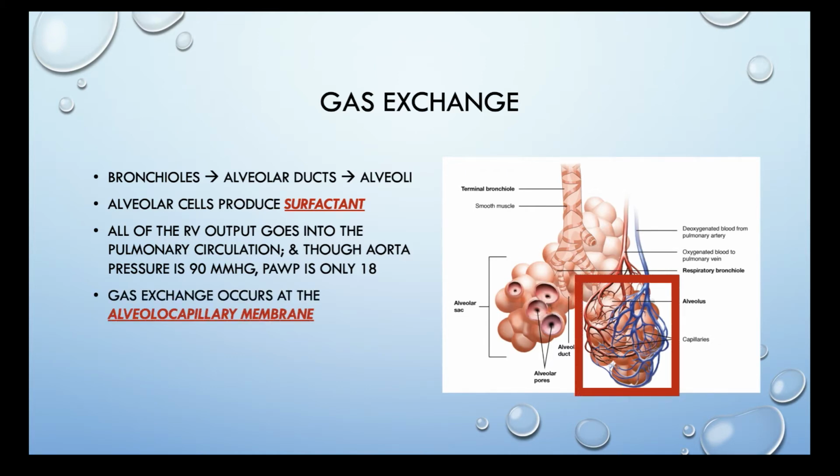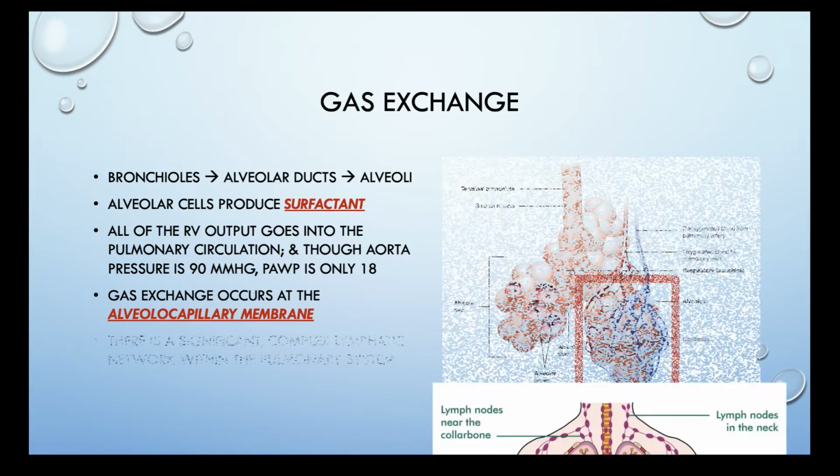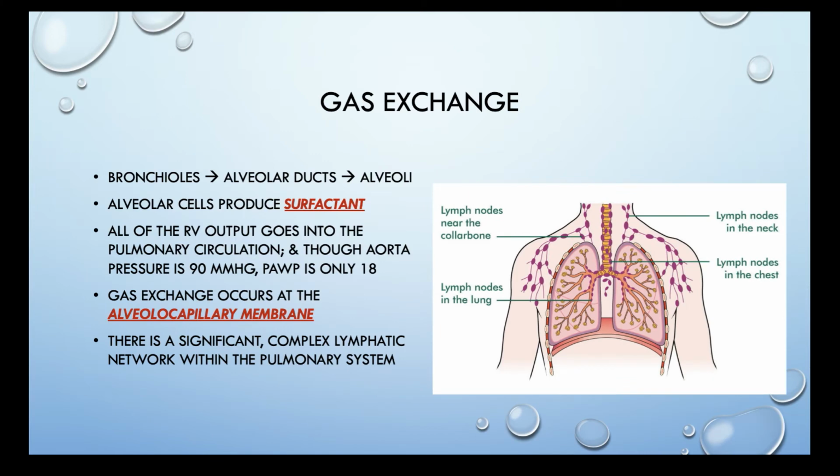So the gas exchange occurs at what is called the alveolo-capillary membrane. There's also a significant complex lymphatic system within our lungs. We have all that cilia in our nostrils, all those nose hairs. We have our cough reflex. We have these other things in place to try and keep junk out of our lungs. But those systems can fail. They don't always work perfectly. So when we get stuff down in our lower airway, we've got the lymphatic system to eat it up and move it out.